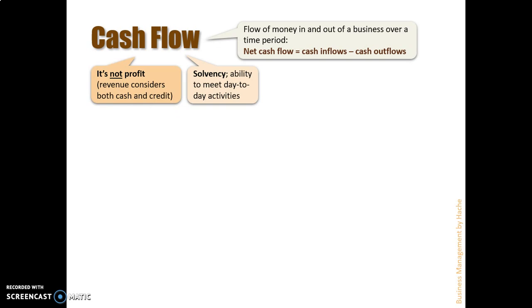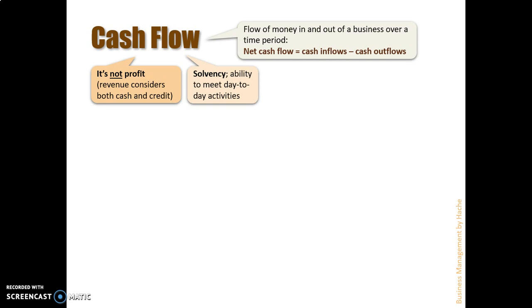This number, this value, doesn't have to be confused with profit. So cash flow is not profit. You have to consider that when we're talking about profit, we talk about sales revenue, and sales revenue considers both cash and credit sales. So when we get the profit from the profit and loss account, for example, we're considering all sales, all revenue, and then we are getting the profit or loss from the different costs.